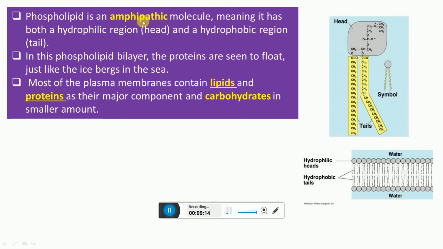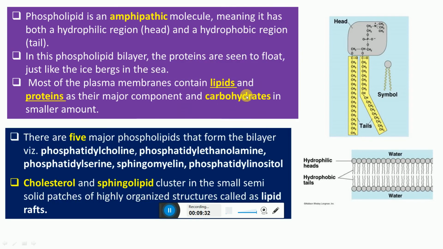Phospholipid is an amphipathic molecule. This is the structure of a phospholipid, meaning it has both a hydrophilic head and a hydrophobic region, so it is called amphipathic. In this phospholipid bilayer, the proteins are seen to float just like icebergs in the sea. Most of the plasma membrane contains lipids and proteins as the major components, and carbohydrates are a small component. There are 5 major phospholipids found in the plasma membrane: phosphatidylcholine, phosphatidylethanolamine, phosphatidylserine, sphingomyelin and phosphatidylinositol.